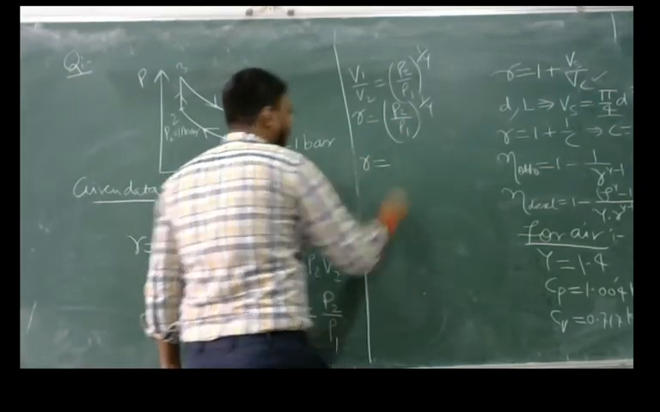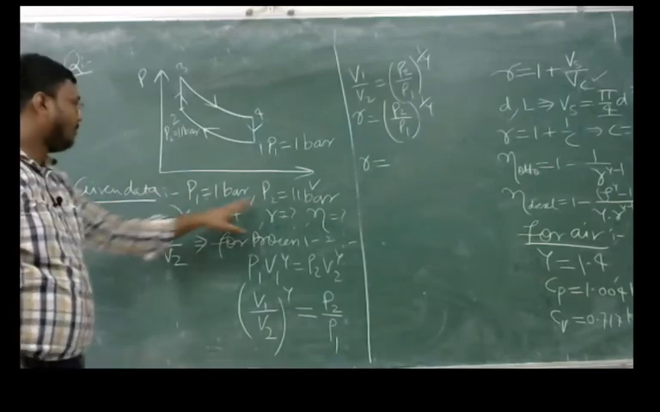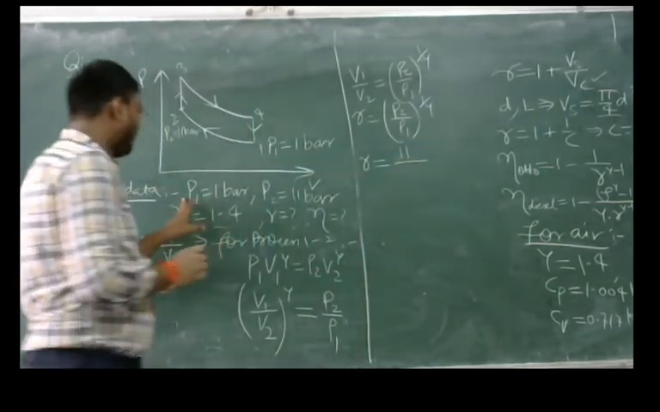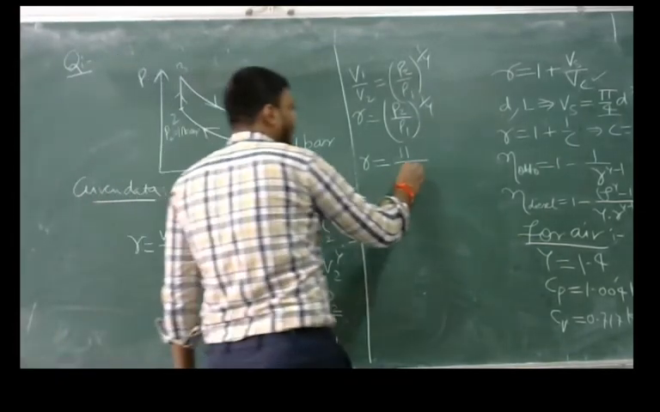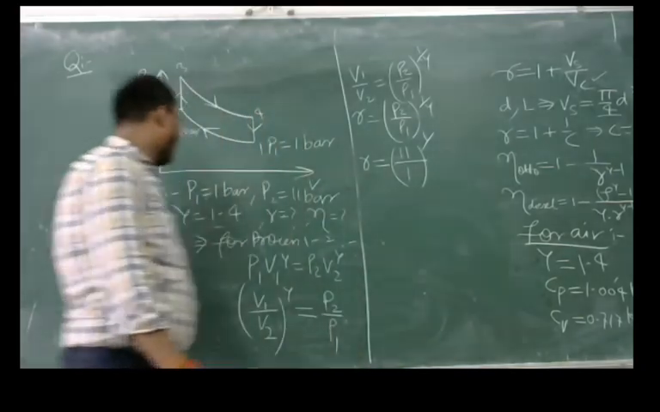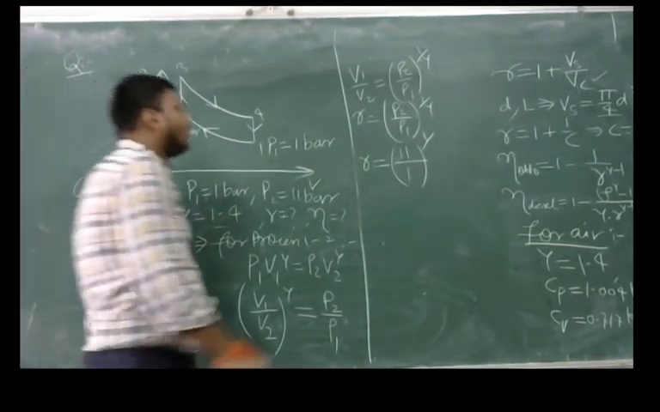So R is equal to, what is the value of P2? P2 is equal to 11 bar, and P1 is equal to 1 bar. So 11 by 1 to the power 1 by, what is the value of gamma? Gamma is equal to 1.4, so 1 by 1.4.